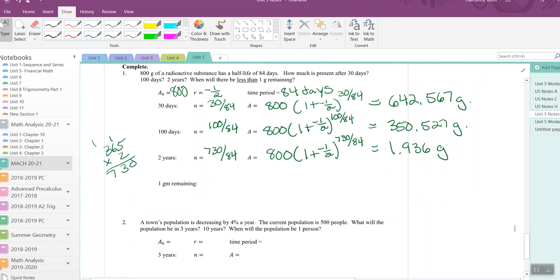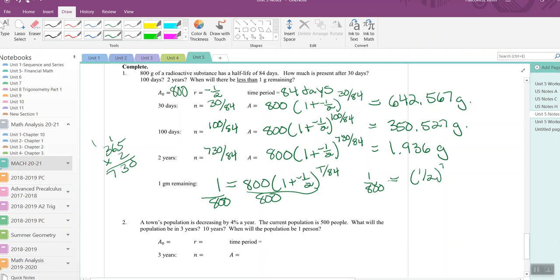When is there going to be less than 1 gram remaining? So you say 1 is equal to 800 times 1 plus negative 1/2 to the t over 84. Remember, if you're solving for the exponent, you're going to use log, so you're going to divide by 800. So you get 1 over 800 equals 1/2 to the t over 84.